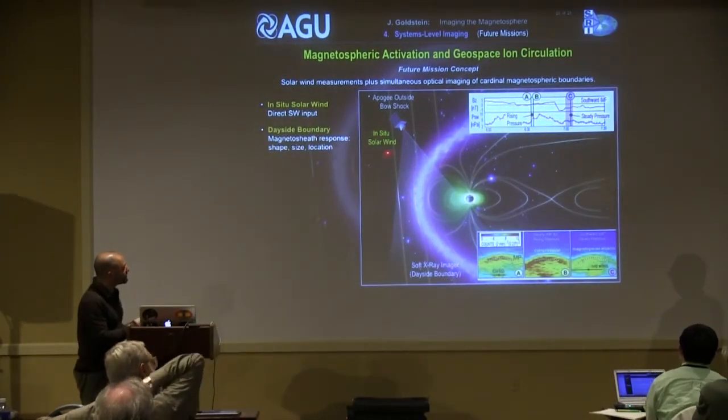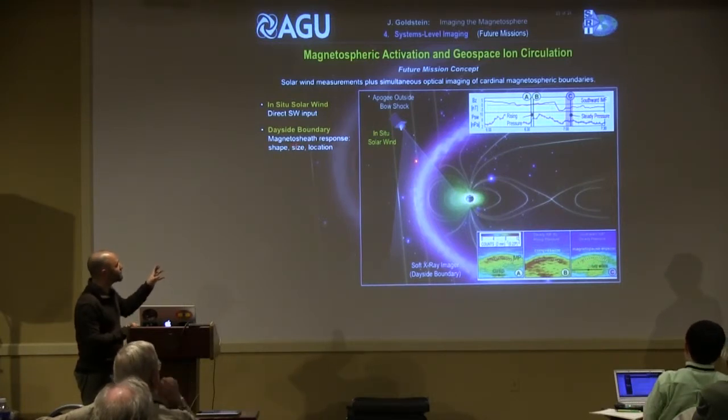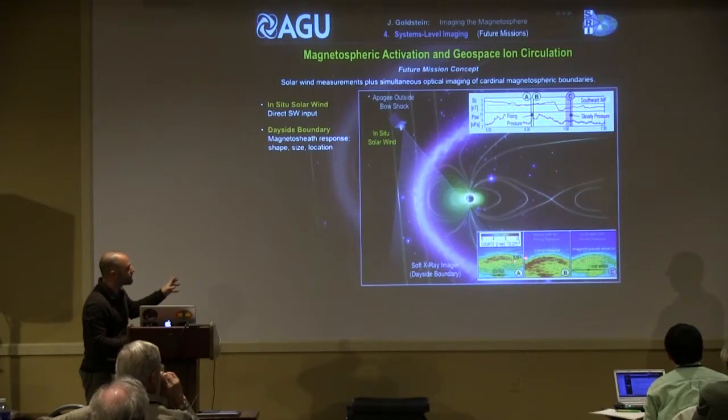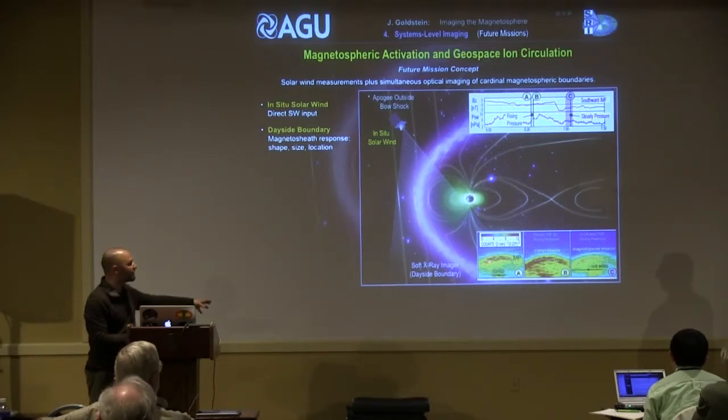Then you have a dayside boundary imager, which I won't go into the details of, but it uses soft X-ray imaging. And you can see these are simulated images taken from the LFM and fed into an instrument response function and whatnot, producing these images showing compression caused by this pressure increase in the solar wind, and then magnetopause erosion caused by sustained southward IMF.